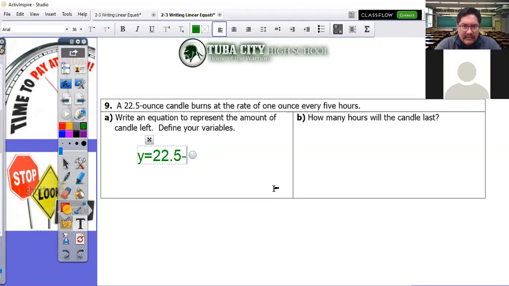This one is a little bit of a tough example because there's two things that are a little bit different. One, if you think of a candle, the longer you burn it, the shorter it gets. So this is actually a negative slope. Not only that, but there's a really tricky thing where it says right here, a rate of 1 ounce every 5 hours.